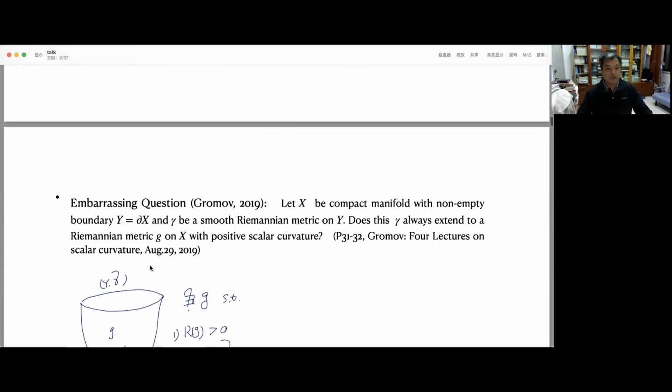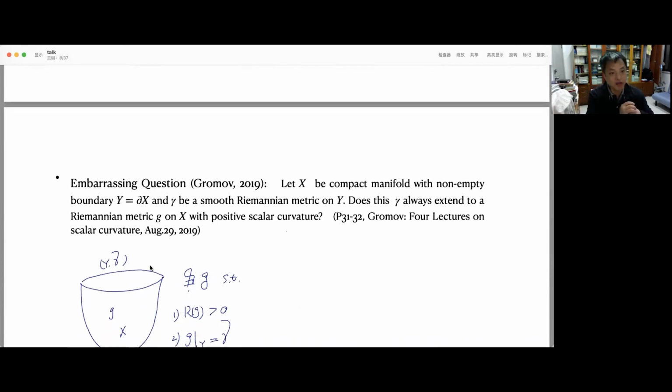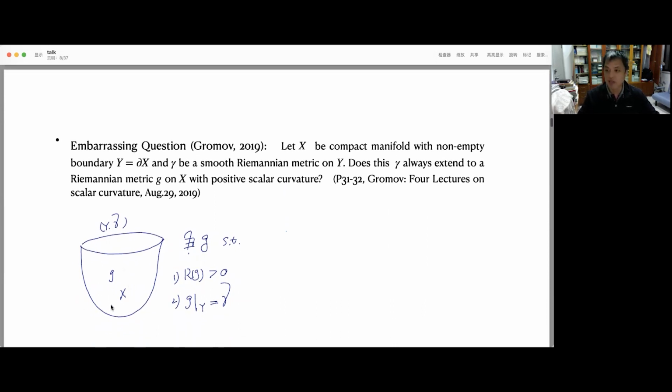Okay. It seems to me that the following problem, which you could call the embarrassing question by Professor Gromov, is a very natural one, and we have to solve it before we go any further in the investigation of the filling problem. So here's the problem. Let X be any compact manifold, and Y be its boundary. Given any Riemannian metric gamma on Y, the problem is to ask if we can extend gamma to a Riemannian metric G defined on the interior part of X so that the scalar curvature is positive. Okay.